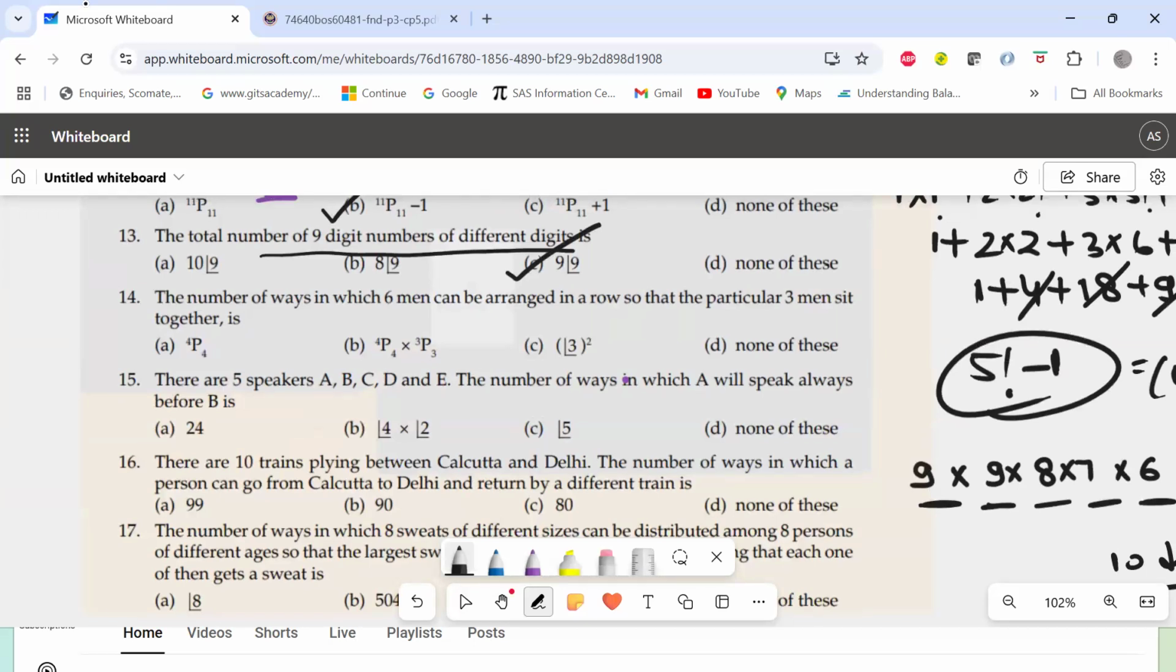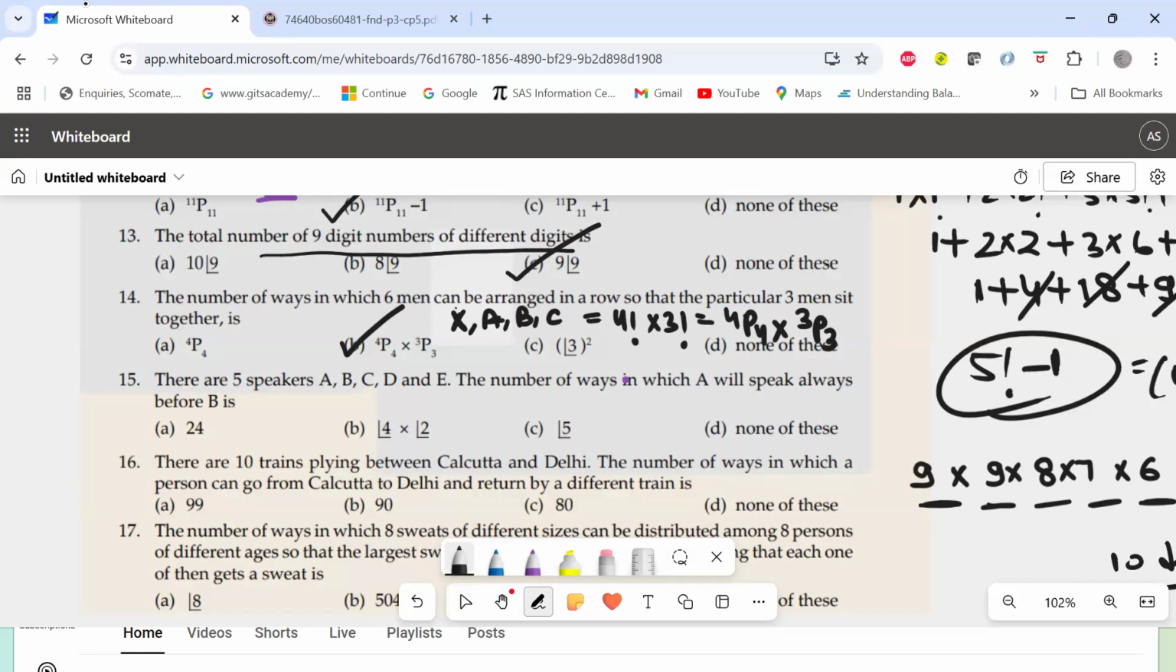14th: the number of ways in which 6 men can be arranged in a row such that 3 particular men sit together. Make those 3 men one unit X, and then you have 3 others left, A, B and C. In how many ways can you arrange them? 4 factorial ways, and the 3 men within themselves can sit in 3 factorial ways. I can write 4 factorial as 4P4 and 3 factorial as 3P3. The answer is option B, 4P4 into 3P3.